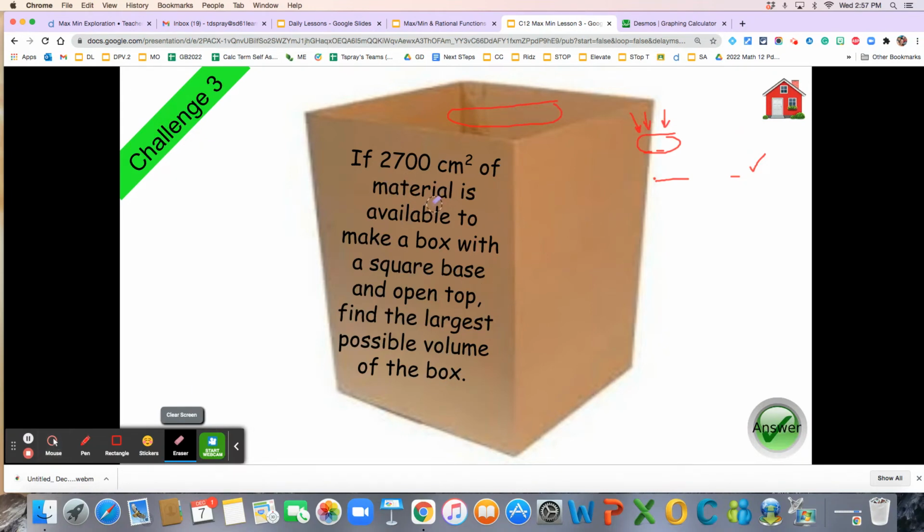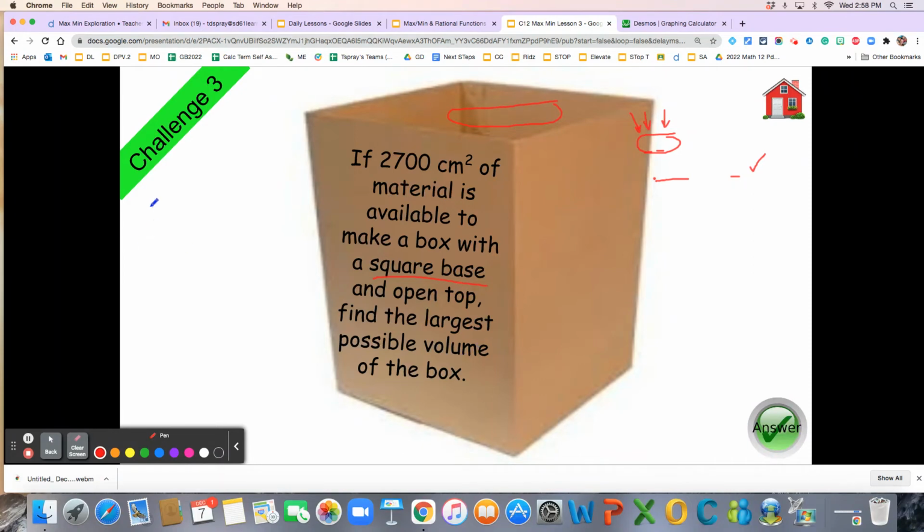So read this problem, read it carefully, and then begin the problem and then check this video afterward. Okay, welcome back. So this says if 2,700 square centimeters of material is available to make a box with a square base and open top, no top on the top, find the largest possible volume.